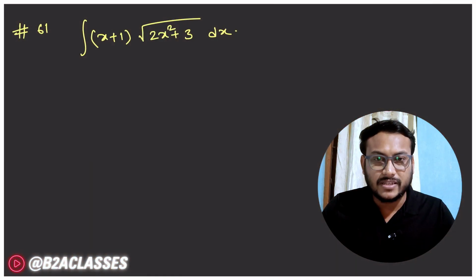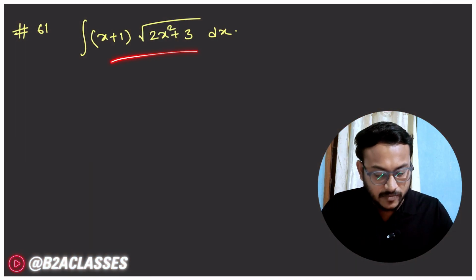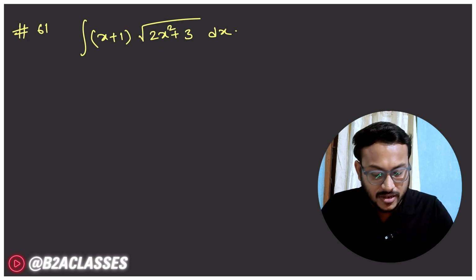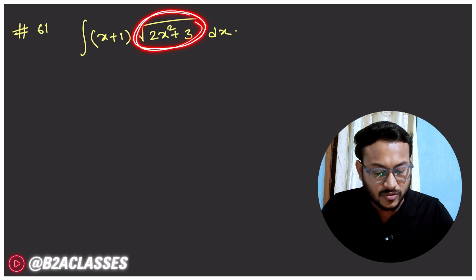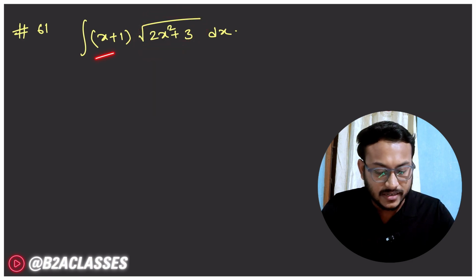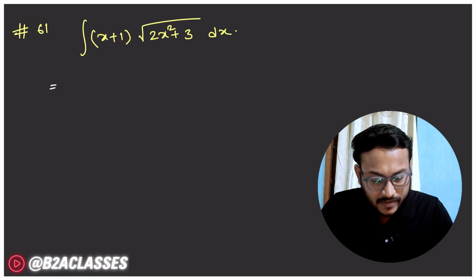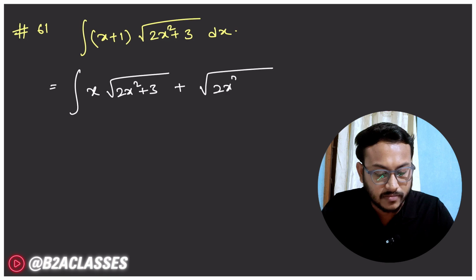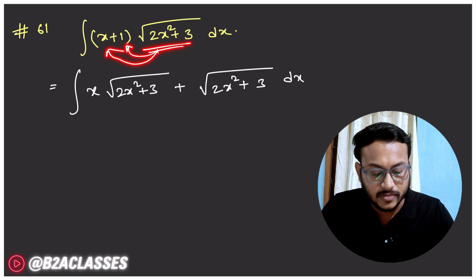So the problem I will solve in this video is integration of (x plus 1) into root over 2x square plus 3. So the first step is to multiply this root over 2x square plus 3 inside this bracket. So we'll multiply this term with x and with the second term 1. So what will I get? I will get integration of x into root over 2x square plus 3 plus 1 into root over 2x square plus 3.